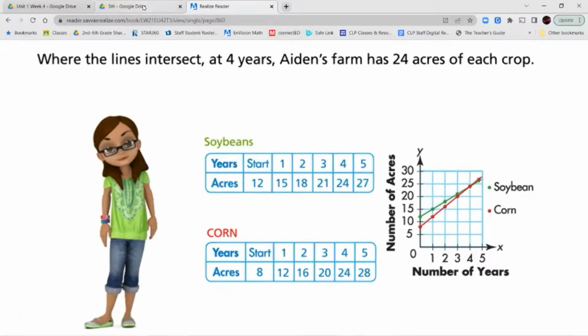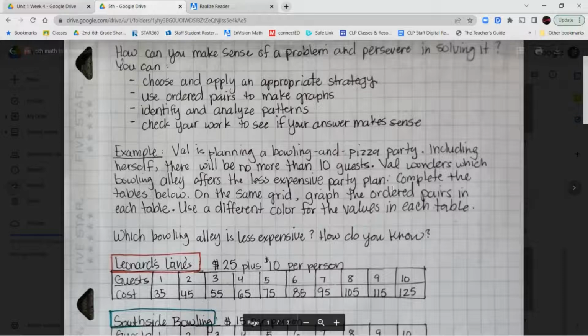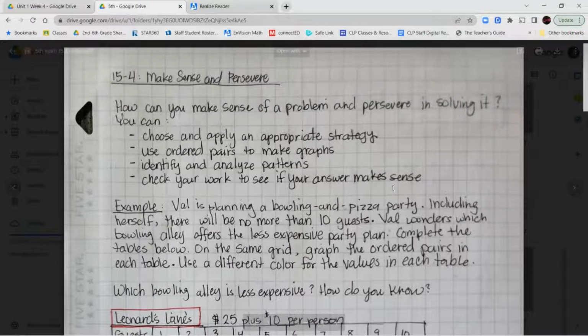All right, let's go ahead and get into our notes and our guided practice. So our focus question is, how can you make sense of a problem and persevere in solving it? So like we said, you can choose and apply an appropriate strategy. You can use ordered pairs to make a graph. You can identify and analyze the patterns that you see, and then you can check your work to see if your answers make sense.